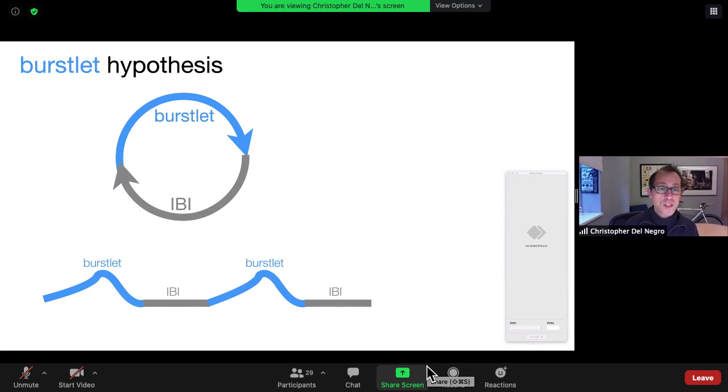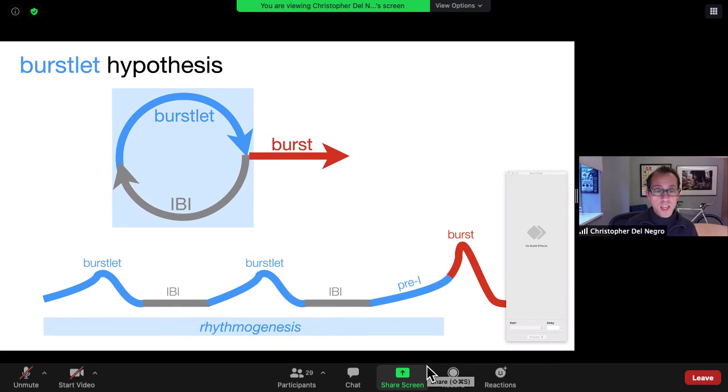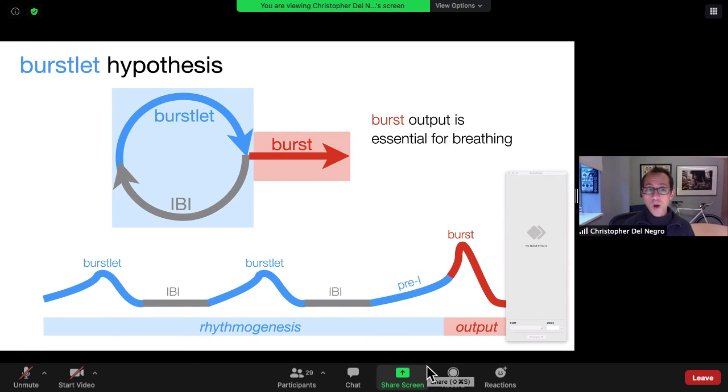That the burstlet is a sub-threshold burst which represents the network interactions among excitatory neurons in the preBötzinger complex. And that occasionally, when the burstlet reaches a threshold, then it generates an inspiratory burst, and that provides the output for inspiratory bursts and motor output. The rhythmogenic mechanism is here within the preBötzinger complex locally, with burstlets and their interburst intervals. But when the burstlet reaches its threshold, we refer to it as pre-I, or pre-inspiratory activity, and it gives rise to a burst, which then is the motor output. So the burst is essential for breathing, but the burstlets are essentially rhythmogenic.